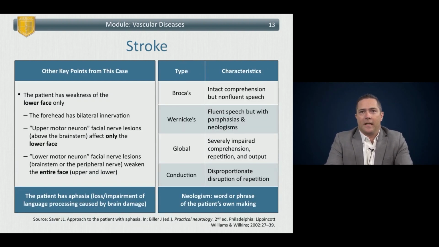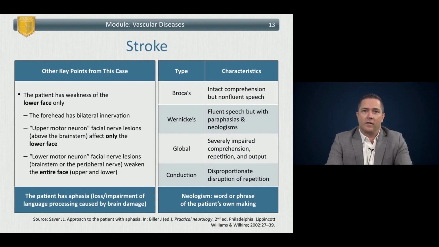Other key points from this case. The patient has only weakness of the lower face. As you may remember, the forehead gets bilateral innervation. So patients who've had strokes will typically only have lower facial weakness, or an upper motor neuron type of weakness. Individuals with Bell's palsy, which is a lower motor neuron finding, typically have weakness of the upper and lower face. So for most strokes, expect only lower facial weakness.